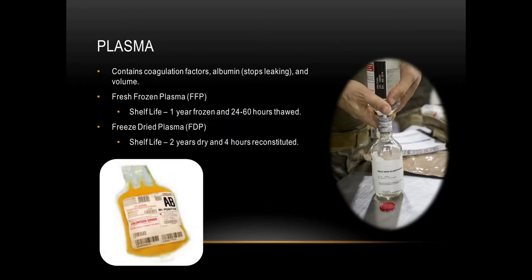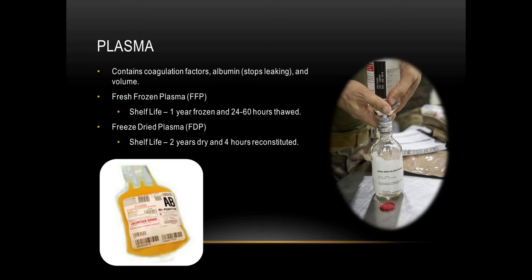So next up, we have plasma. So plasma is something that we're starting to see more and more of, and there's 2 common types of plasma that we see out there. What plasma is, it contains volume, it contains some coagulation and clotting factors, has albumin, which will help stop that leaking from blood vessels. And it comes in 2 different varieties.